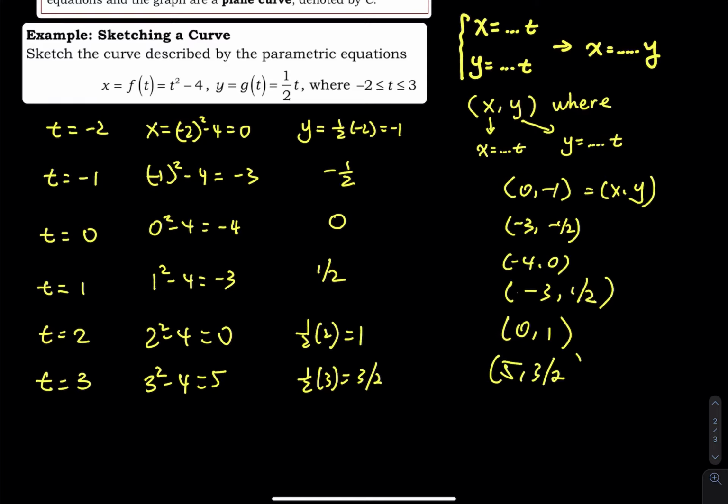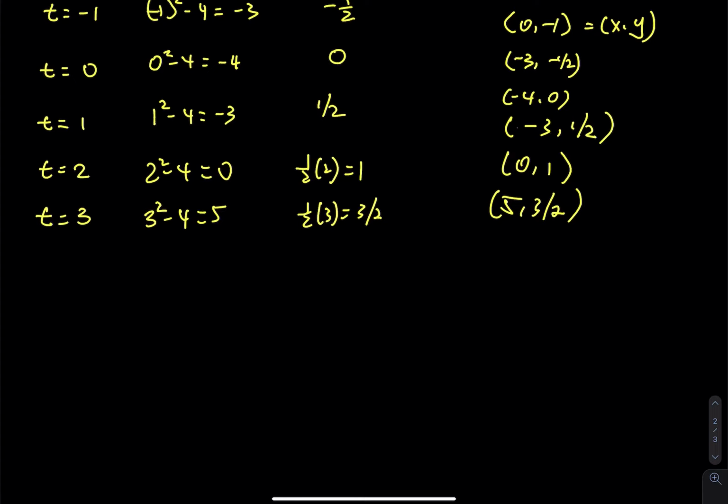So how many points do we have? We have 6 points. Let's graph these 6 points. Okay, x-axis, y-axis, keep them straight. So that is x, and that is y. So we have 0, negative 1. So that would be this point right here.